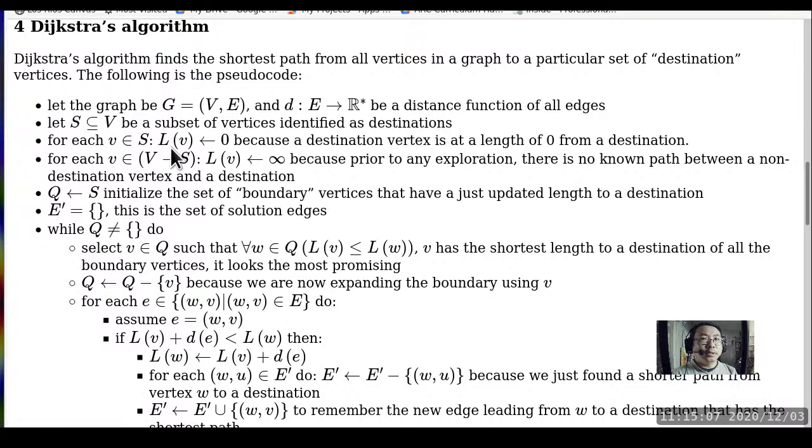Let me repeat it. L of V is representing the length of the shortest path from the point of origin to one of the destinations. Well, what if V itself is already a destination? Actually, I take it back. Darn it, I said it wrong again. L of V is representing the length of a shortest path from V to one of the destinations, not from the point of origin. That's what I got wrong. L of V is the length of the shortest path from V itself to one of the destinations.